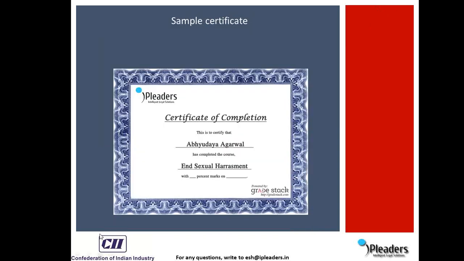And this is a model certificate. This is a certificate that is produced once an employee takes a test and clears it. It includes their date of taking the test and the percentage of marks obtained.